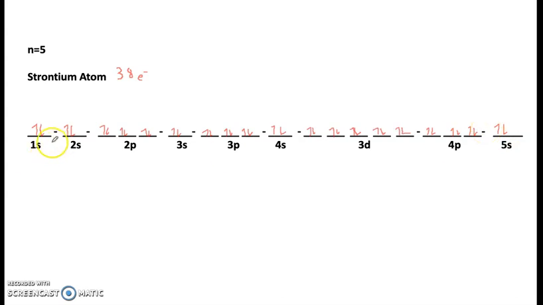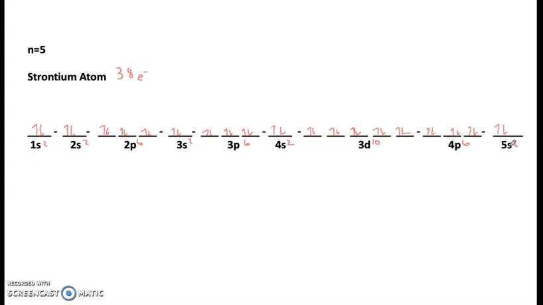Woo, it's a lot. So we're gonna start filling in the numbers. It ends in a 5s2. So we have two electrons here, two here, six here, two there, six there, two here, 10 there, six there, and it's 5s2 there. So the electron configuration is 1s2, 2s2, 2p6, 3s2, 3p6, 4s2, 3d10, 4p6, 5s2.